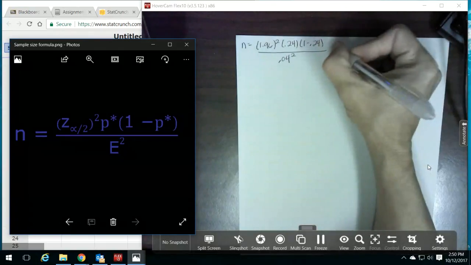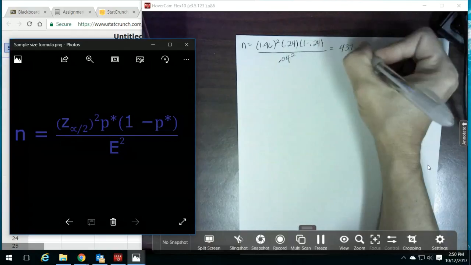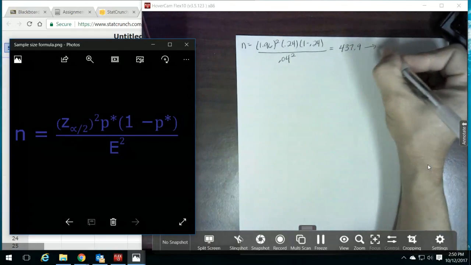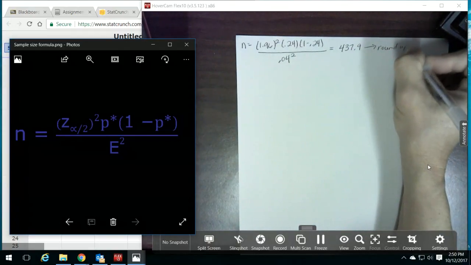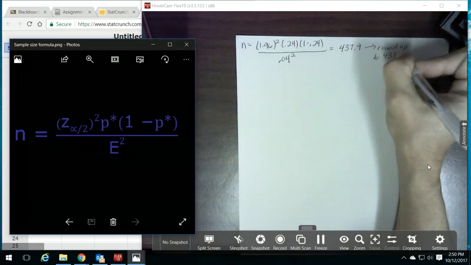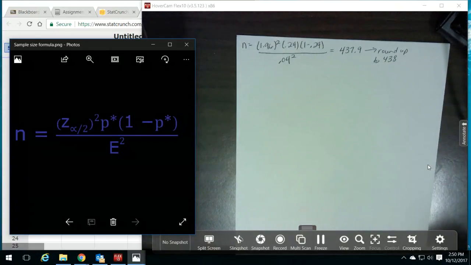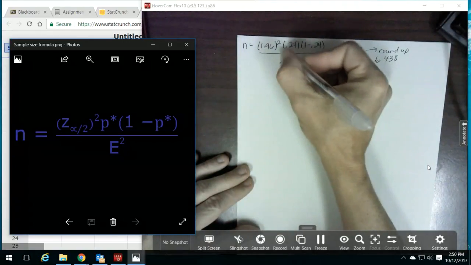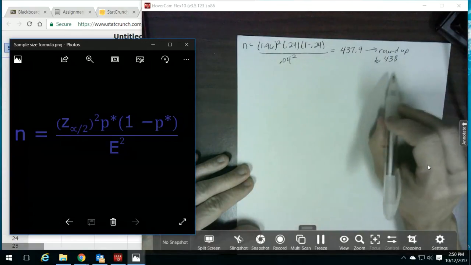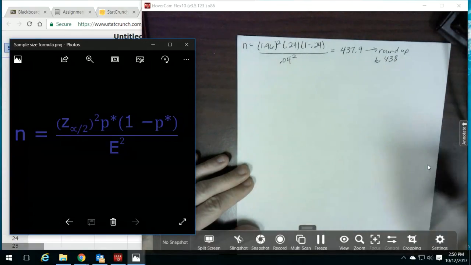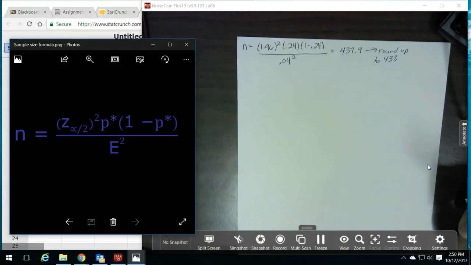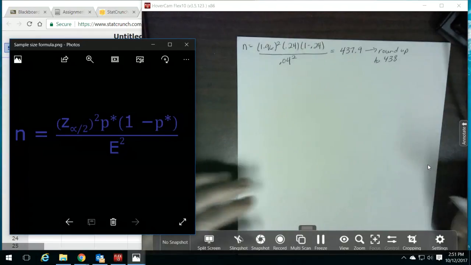Okay, so if I do all that, I get an answer of 437.9, which I would have to round up to 438. That's still too big because my sample size was only 349. So I have to do some other kind of change. The basic idea is to keep going, change your design choices until it matches what you have in your sample. And it doesn't have to be super close to it. It just has to be less than what you have for your sample size.